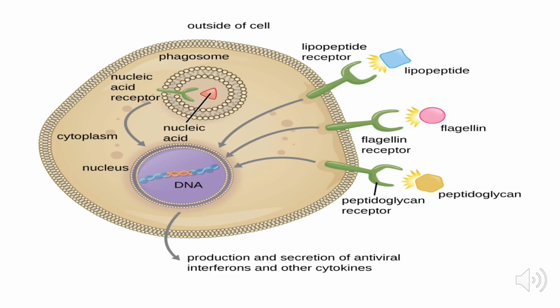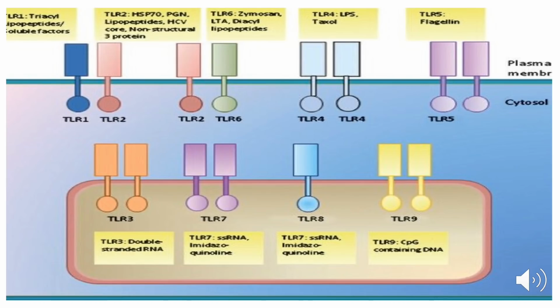And for the phagocytes to be able to recognize the presence of PAMPs, or the pathogen-associated molecular patterns, these phagocytes should be provided with pattern recognition receptors, the green-colored figures on the picture. These pattern recognition receptors will help the phagocyte detect the presence of PAMPs. The most popular pattern recognition receptors are the toll-like receptors, or TLR.